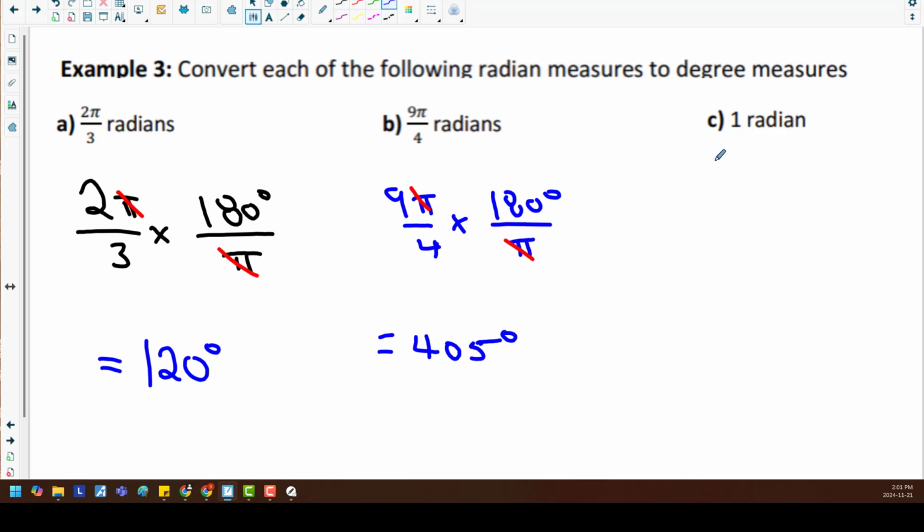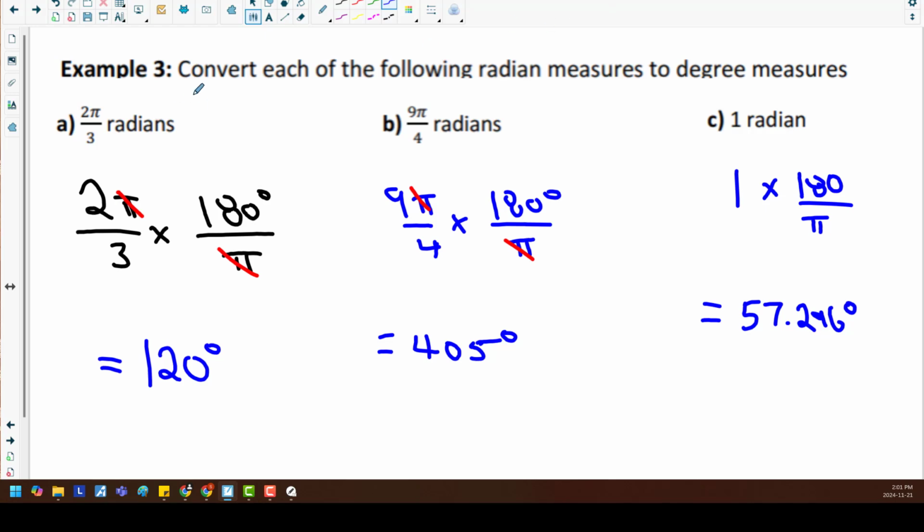What about 1 radian? How do we do 1 radian? Remember, you're always multiplying by the same conversion factor, 180 over pi. And this is basically 180 over pi. What is 180 divided by pi? So get your calculator, plug it in, and you should get a decimal value of 57.296 degrees. And depending on what the question is asking, you can round to either the nearest decimal place or nearest whole degree. It depends on the question. But yeah, so this is how you convert from radians to degrees.